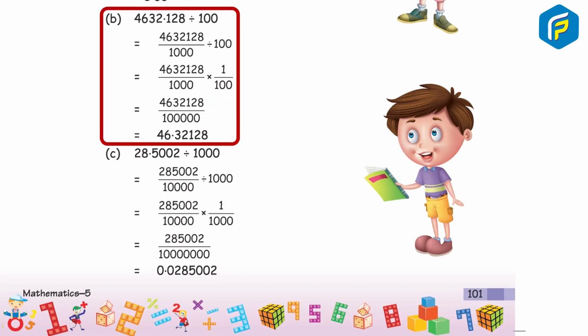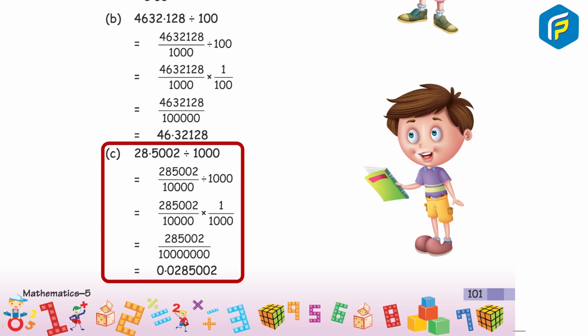B. 4632.128 divided by 100. 4632.128 upon 1000 into 1 upon 100. 4632.128 divided by 1 lakh is equal to 46.32128. C.